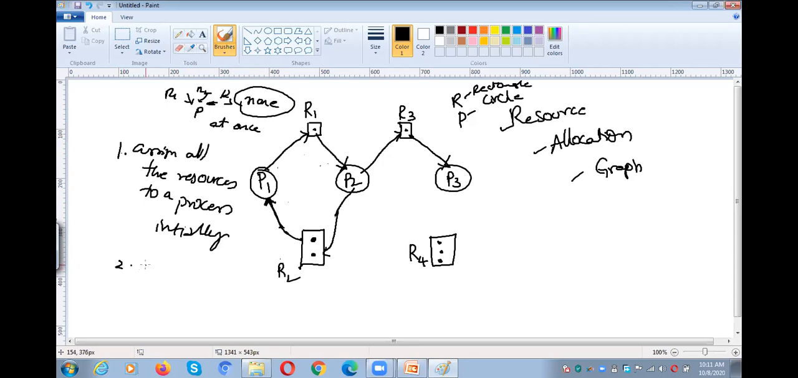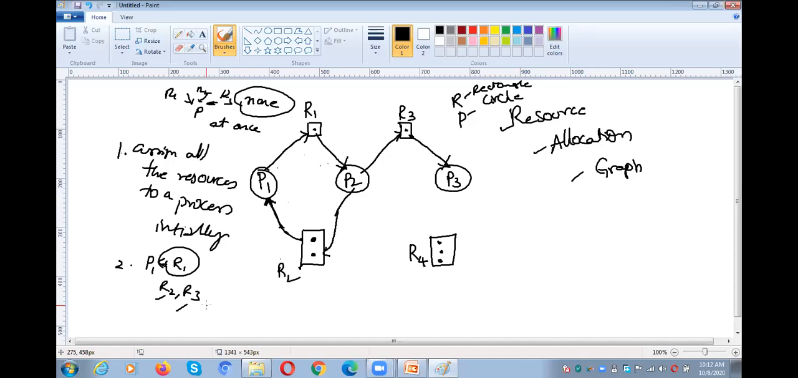Second one, for example, P1 is already having R1 right now. It requires R2 and R3. What does the process need to do? The process needs to release R1 first, and then request R2 and R3. Hold and wait means whenever the process is requesting a resource, it should not hold any other resource. That means P1 needs to release R1 and then request R2 and R3. While holding a resource, the process is not allowed to request another resource.